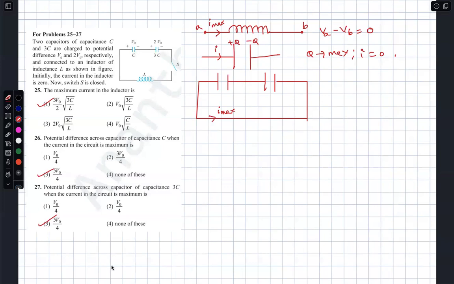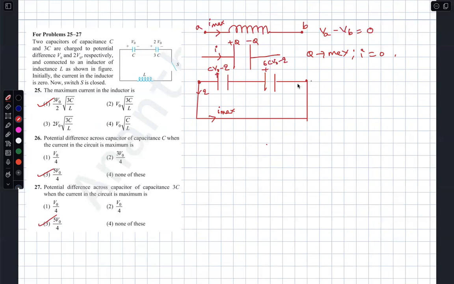Geetika, any doubt? When the current through the inductor is maximum, I have replaced the inductor with a conductor, which means now there is no potential difference across it, which means the common potential. No, see, very simple. I am assuming that some charge Q may be transferred during this time. Earlier, it had a charge CV naught, now CV naught minus Q here. Earlier, it had 6 CV naught, now the charge is 6 CV naught minus Q.